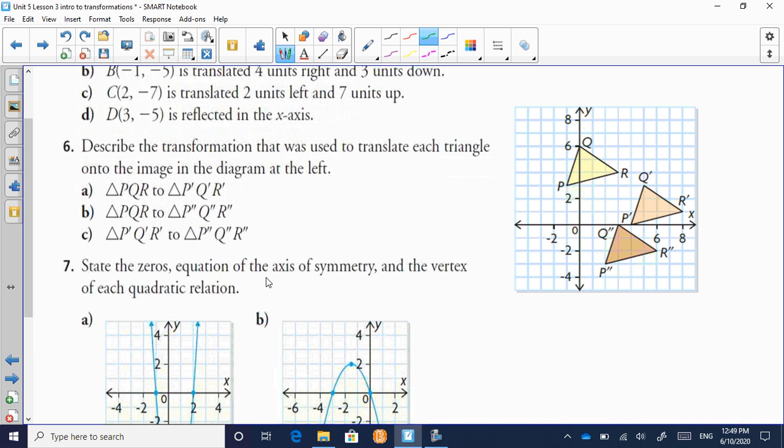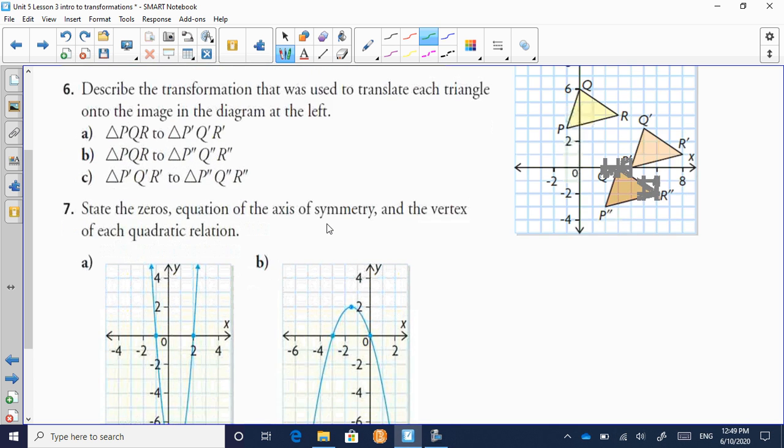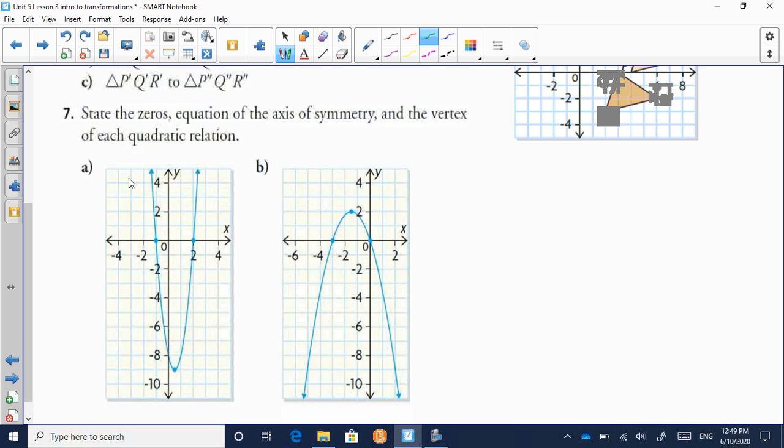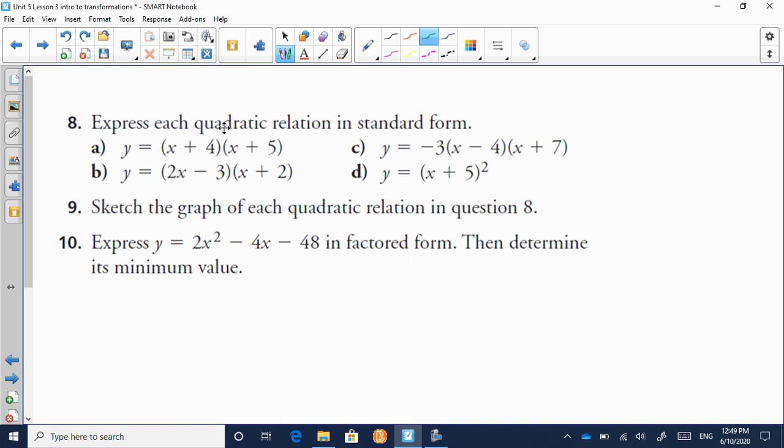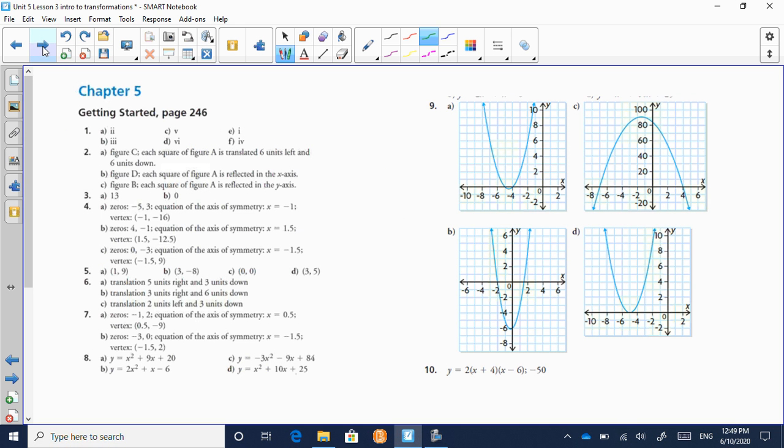Here they're asking you to describe the transformations of those triangles. And then here they're getting you to practice with some quadratics, axis of symmetry, vertex, just to review those things with you. And then these last few are just, again, working with some quadratics. Okay, so the answers are on the last page. Give those ones a shot and let me know if you have any questions.